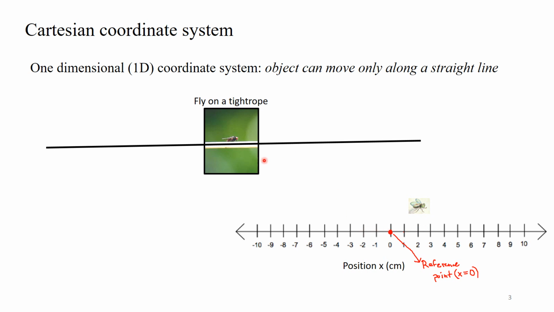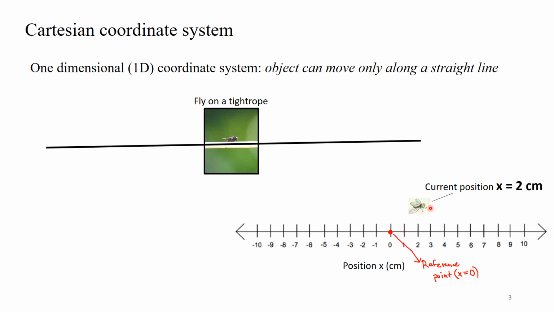Okay, so let's get back to the fly here. So the fly is on this line on the tightrope. So suppose we choose a reference point somewhere, and the fly turns out to be 2 units, so 2 centimeters on the right of the reference point. So the position of this fly is x equals 2.